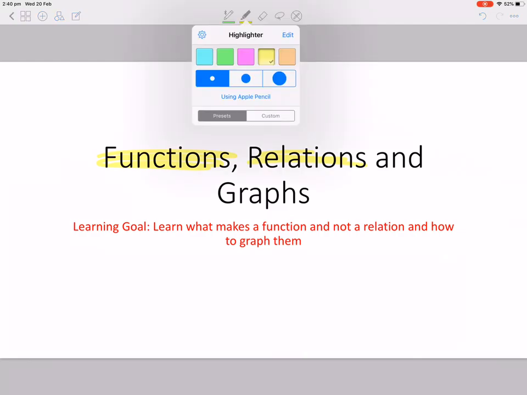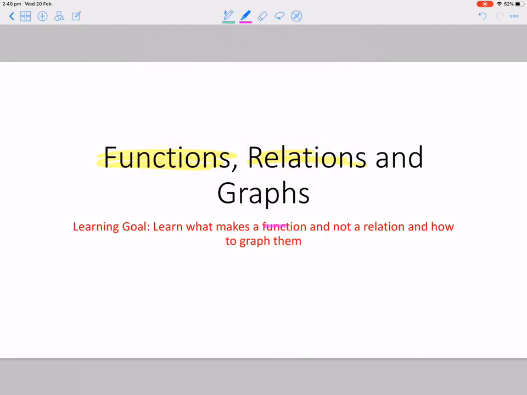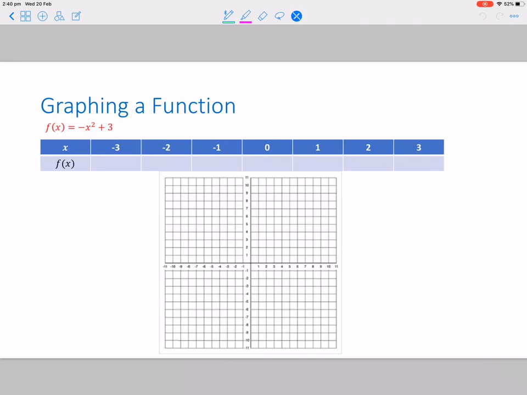So that's why we have a learning goal that says what makes a function and not a relation and how to graph them. Because a relation is like everything and a function is like a subset of that. Anyway, let's get into it.